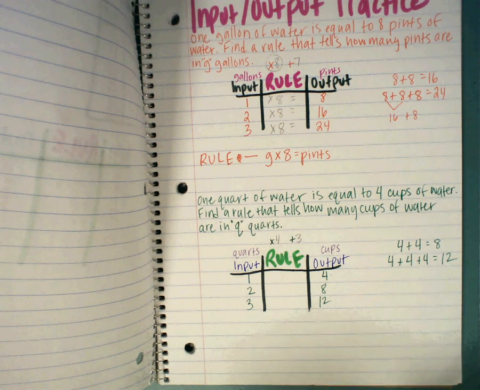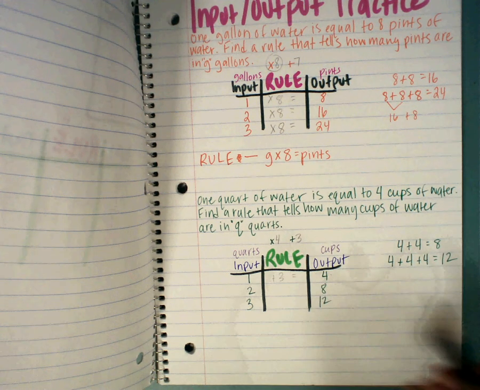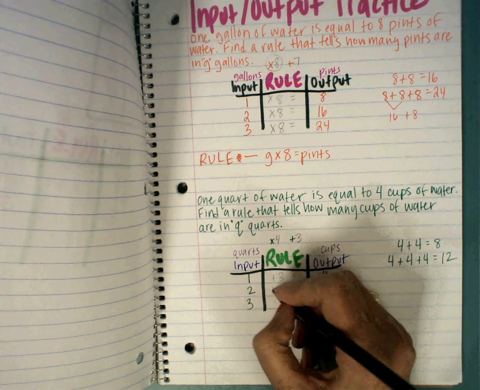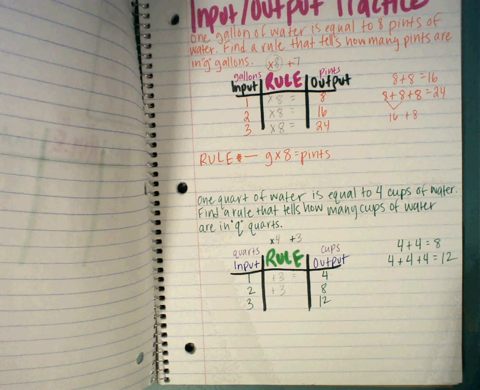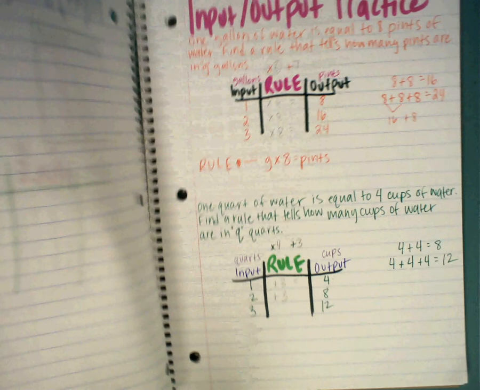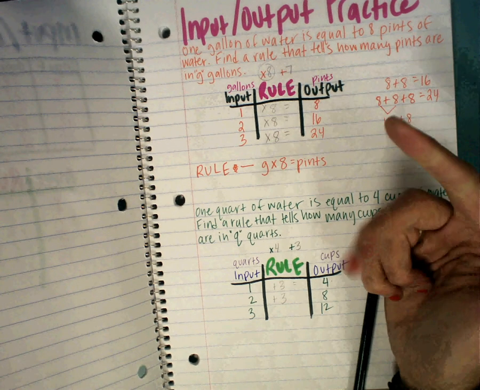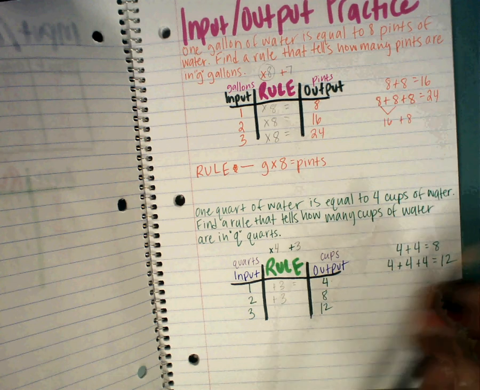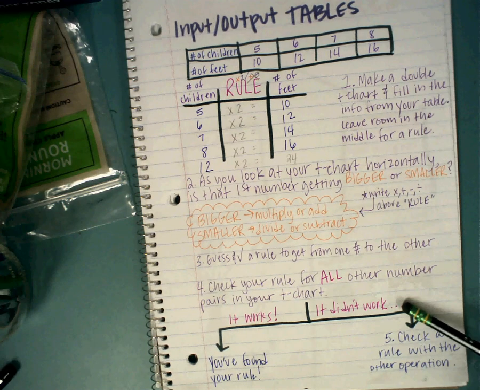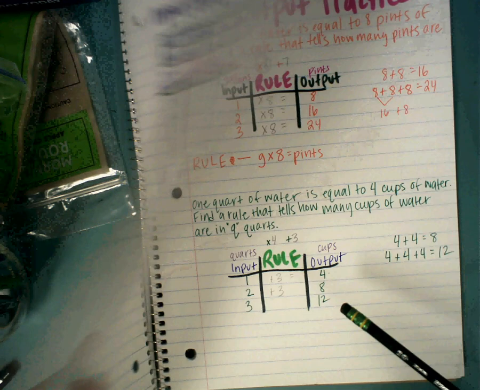So one time, let's try the plus 3, okay? So 1 plus 3 equals 4. Does everybody agree? Yes. All right, well, what is 2 plus 3? Remember, because our next step is to check it for all the other number pairs in our T-chart. 2 plus 3 equals, well, let's say 2, 3, 4, 5. Uh-oh, I have an 8 right here. Guess what happened? It didn't work. That means we need to check a rule with the other operation, okay?